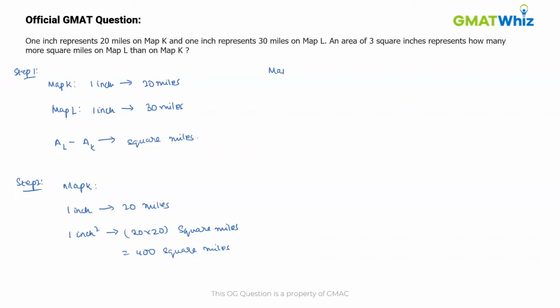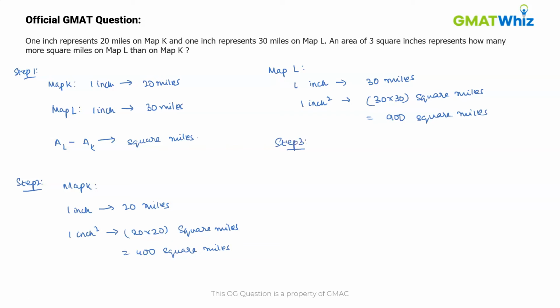Similarly, when we find for map L, 1 inch on map L represents 30 miles. Therefore, 1 inch squared will represent 30 times 30 square miles on map L. This will be equal to 900 square miles. Now that we know that on map K, 1 inch squared represents 400 square miles and on map L, 1 inch squared represents 900 square miles, let's move on to step 3 and calculate the final value.